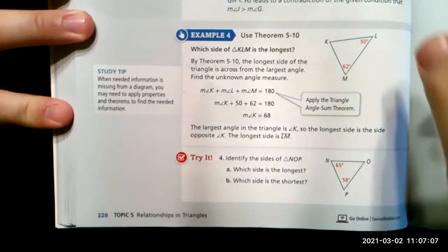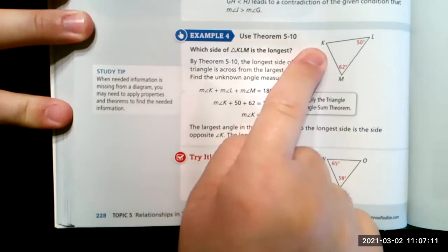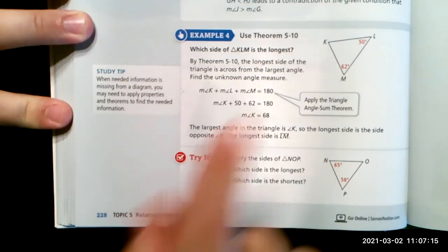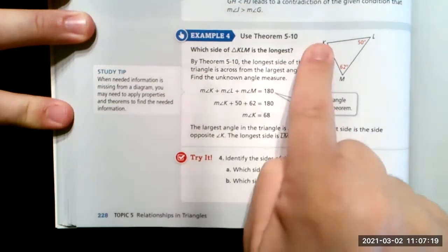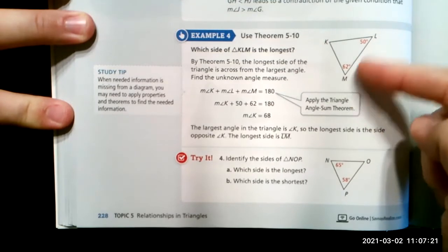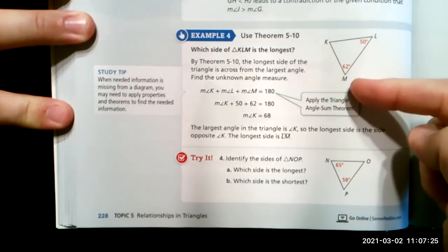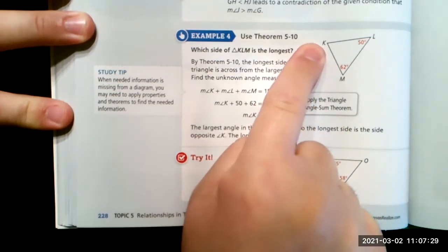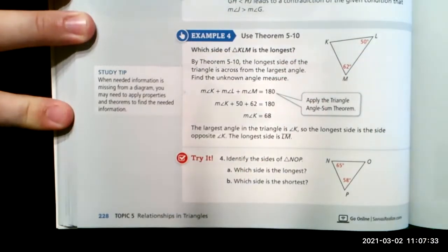So what that tells me is that L is the smallest angle. K is the largest because that's 68 degrees. So knowing that, if K is the largest angle, then I know that the side that's opposite K, which is LM, has to be the longest side, okay? So because K is the largest angle, the side that's opposite of K is the longest side.